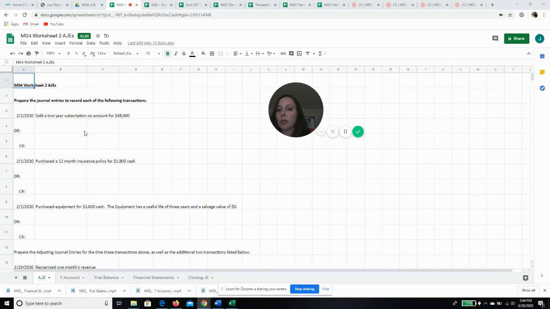In the first worksheet, we're going to record 3 journal entries, and then we're going to prepare the adjusting journal entries. Okay. All right. So the first journal entry is we sold a 2-year subscription on account for $48,000. Okay. So the on account tells us we're going to debit accounts receivable. And we're going to debit that for the whole $48,000.